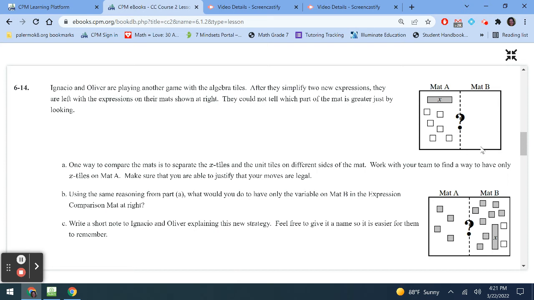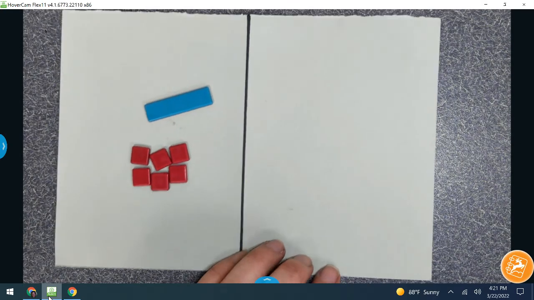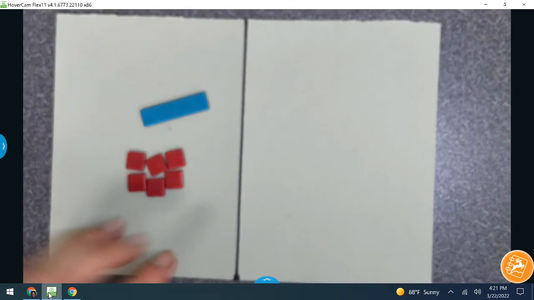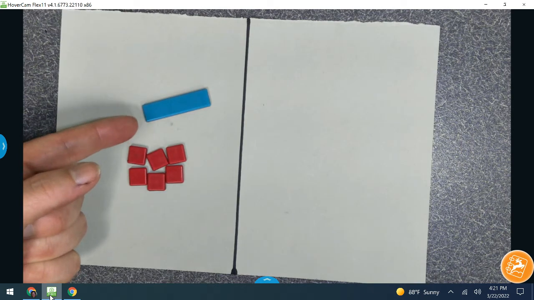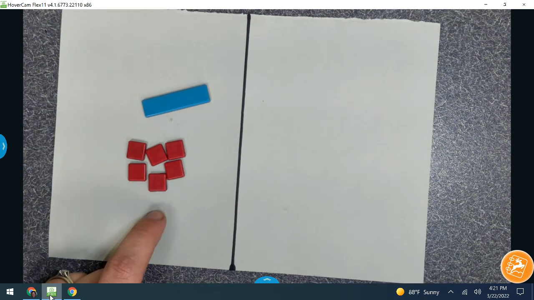So the first thing I'm going to do is go ahead and build this mat, and then we're going to talk about that. So make sure that you do that now. Okay, so hopefully your mat looks something like mine right here. So I have mat A right here. I have my positive X tile because it's shaded. I have my 6 negative unit tiles right here.